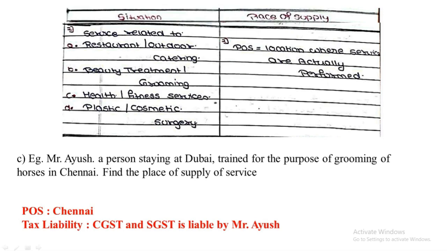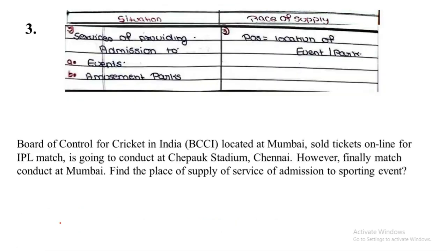Okay, this was your second situation. Now we jump to the next one. I hope everyone has understood till here. The next is service of providing admission to any events or amusement park. When any service is providing admission to these places, your place of supply will always be the location of that particular event or of the park.